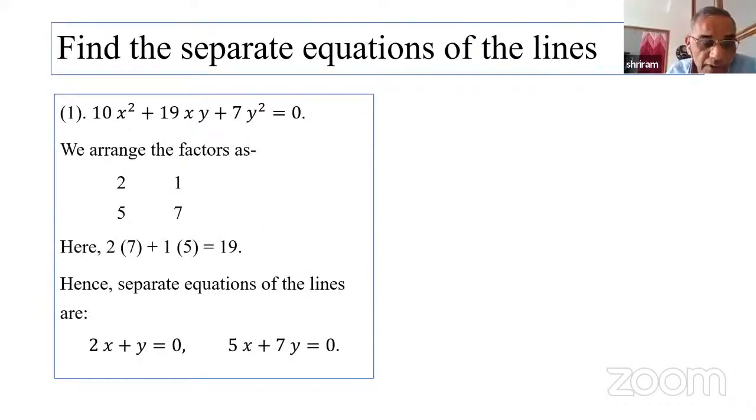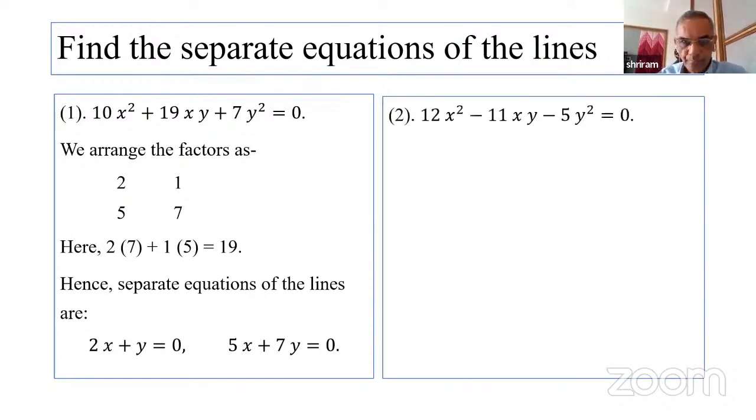Find the separate equations of lines 10x² + 19xy + 7y² = 0. We arrange the factors 2, 5 and 1, 7. Select for 7, no other choice. Sum is 19. So the first factor is 2x + y. Don't call it 2x + 1, I repeat. The second factor is 5x + 7y. Equate each factor with 0 to have the separate equations of lines. So the lines with joint equation 10x² + 19xy + 7y² = 0 are 2x + y = 0 and 5x + 7y = 0. Clearly, these are lines passing through the origin because the constant term is absent in the equation.